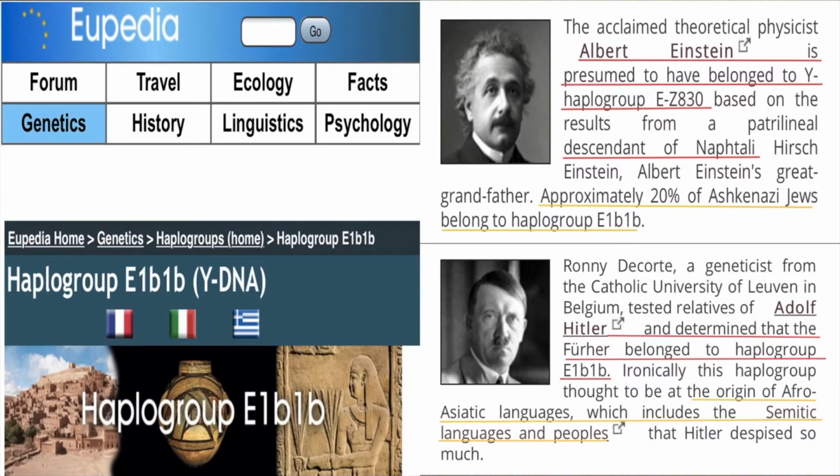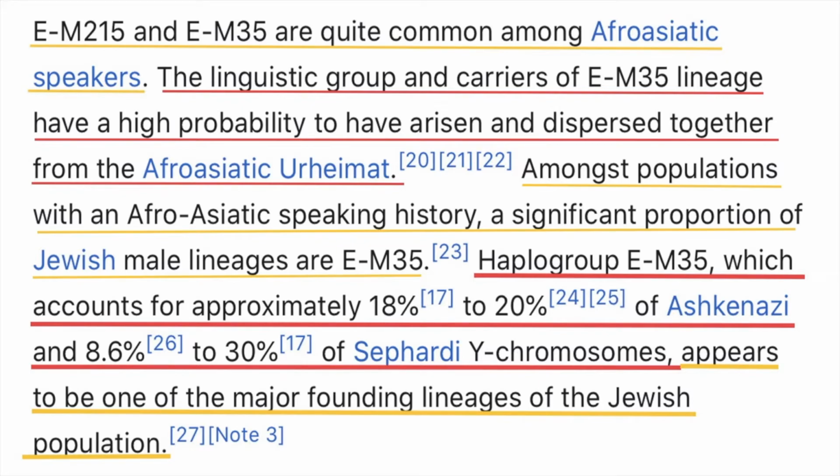Approximately 20% of Ashkenazi Jews belong to haplogroup E1b1b. Adolf Hitler even had haplogroup E1b1b, and of course haplogroup E is often associated with the origins of Semitic languages, which also includes Semitic people. And so E-M215 and E-M35 are quite common among Afroasiatic speakers. The linguistic group and carriers of E-M35 lineage have a high probability to have arisen and dispersed together from the Afroasiatic homeland.